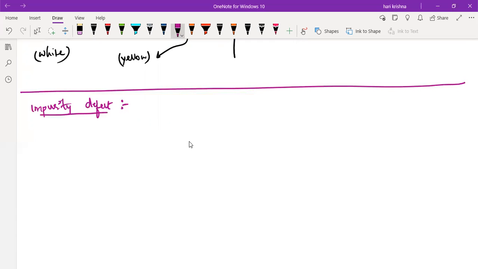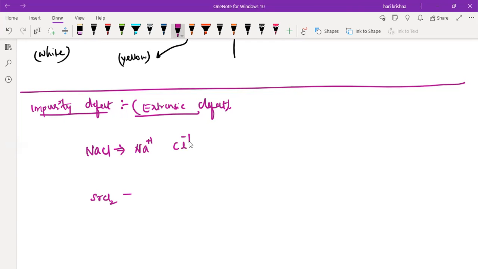The impurity defect is also called an extrinsic defect. Suppose you have taken the NaCl crystal, which is doped with SrCl2. In the NaCl crystal, what is the Na plus charge? +1, right? And Cl minus charge is -1. What about SrCl2? Sr will show +2, Cl will show -1.